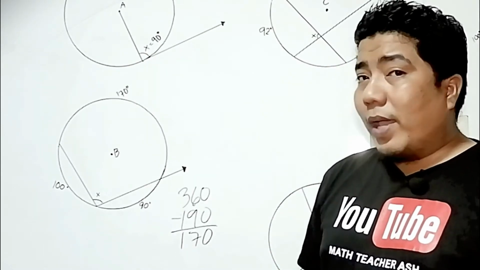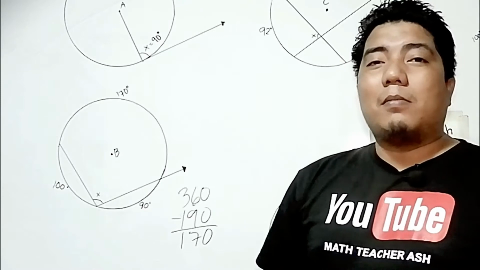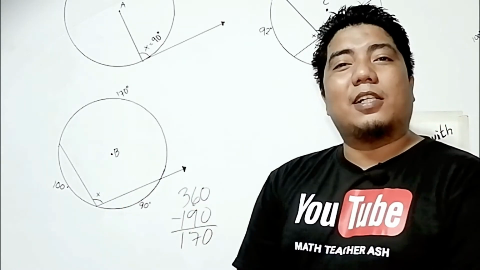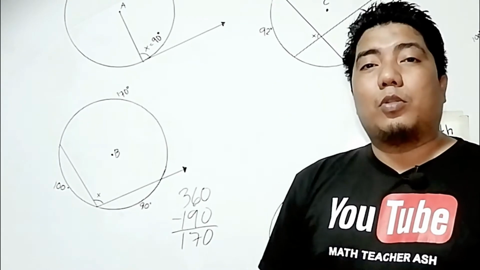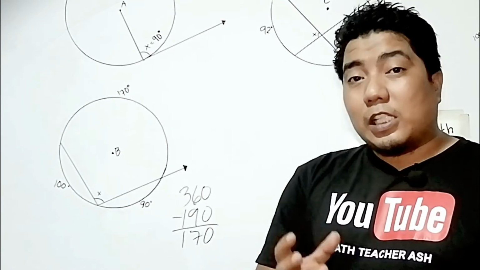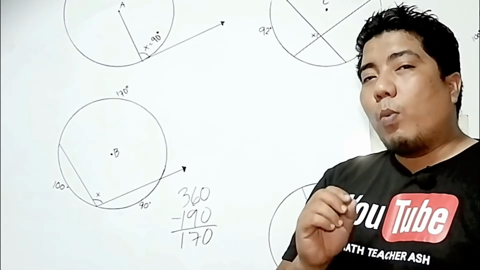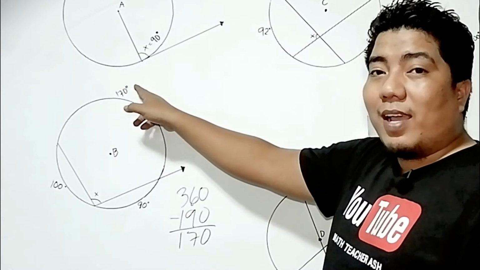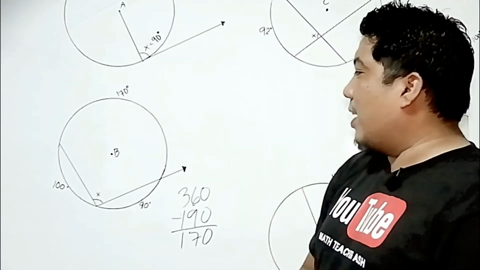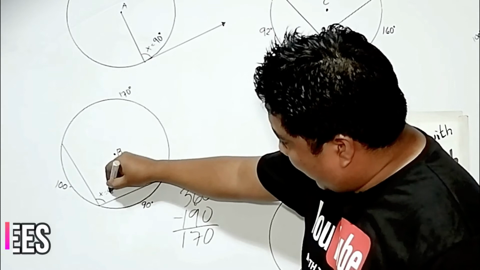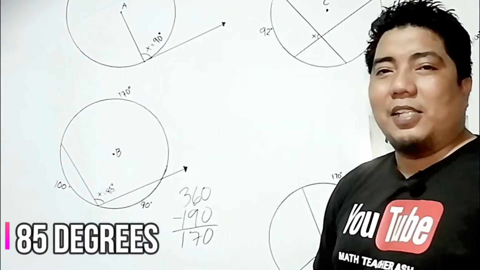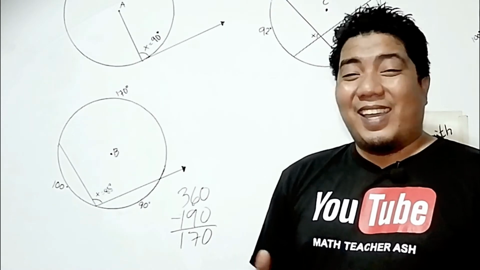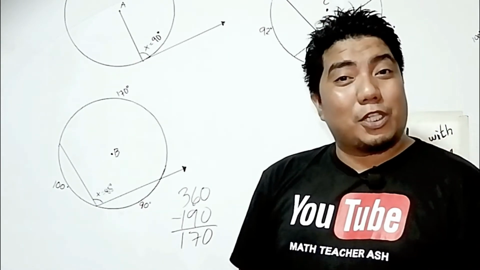The question is, did we answer our problem? Not yet, my dear math learners, because we are finding the value of our x. And our x is the angle. Remember the theorem in case number 2, that when the angle is formed on the circle, what you will do is get half of the intercepted arc. So, half of 170 is, very good, 85 degrees. Therefore, the measurement of the angle is 85 degrees. Easy, right? Now, let us go to our circle C.